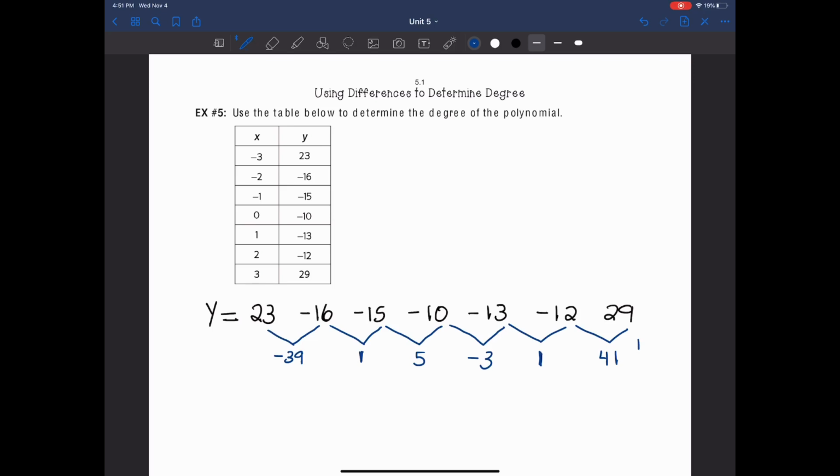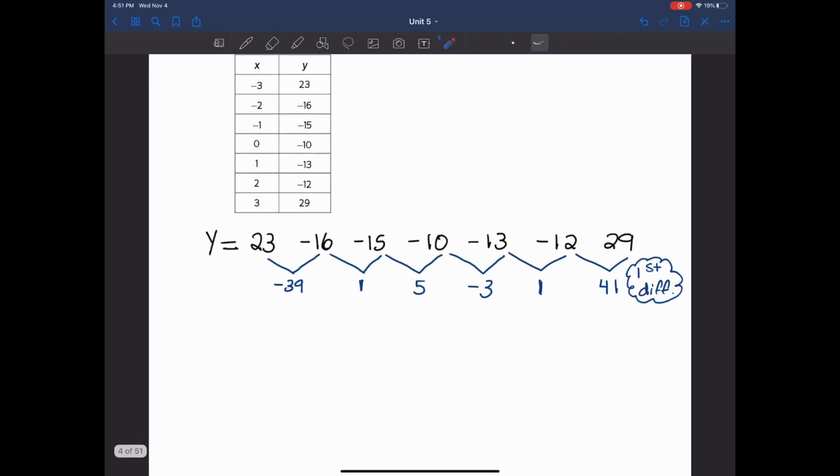I'm going to refer to the blue numbers as the first difference. All the differences between the numbers constitute the first difference. Let's go ahead and do it again with a different color. Now I'm going to move down to these numbers, the blue numbers, and find the differences between them.